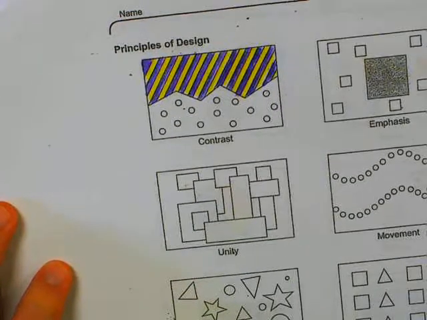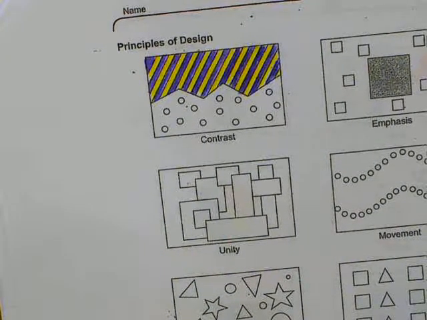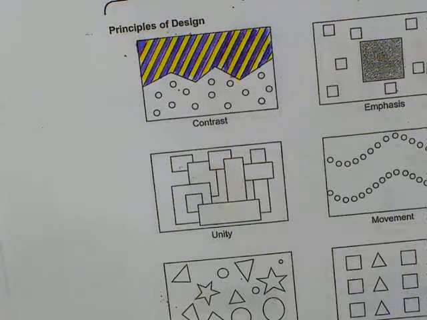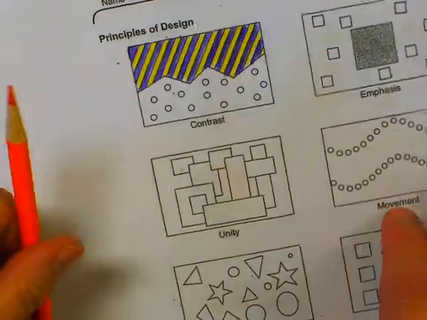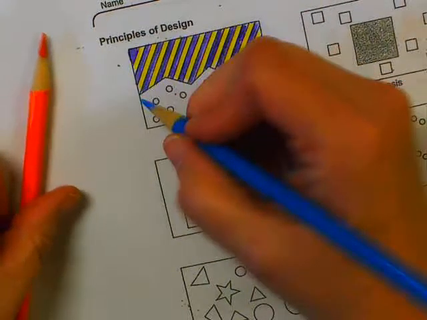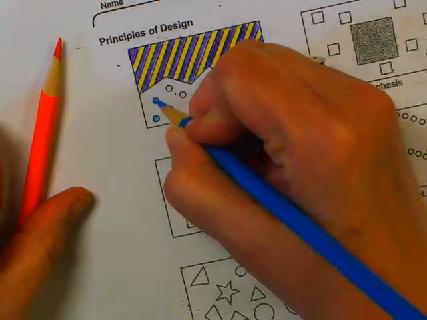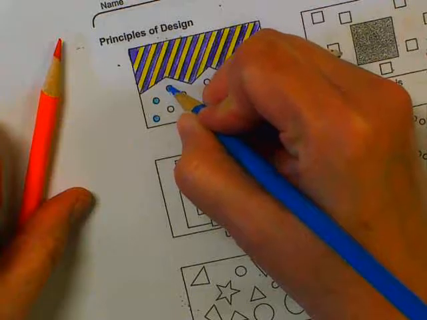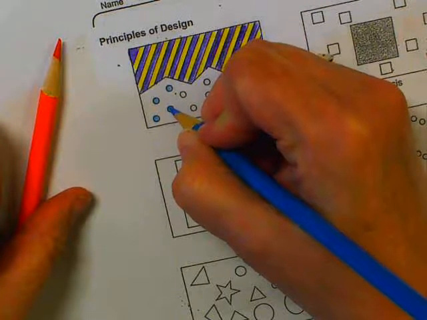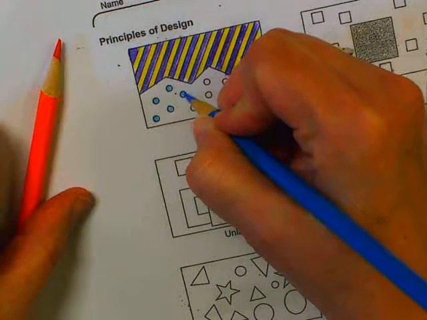Okay, there's the top. And then I'm going to pick two other opposite colors for the bottom. I think I'm going to use blue and orange. And I'm going to color my circles in and push pretty hard with the blue. It can be dark or light blue, whichever one you like the best.